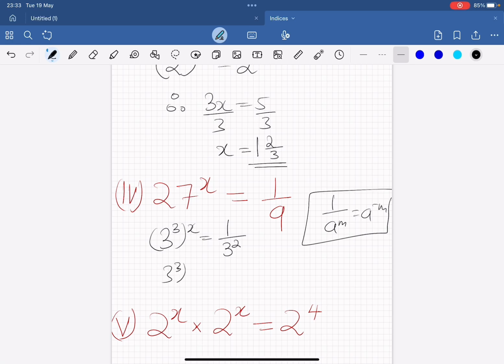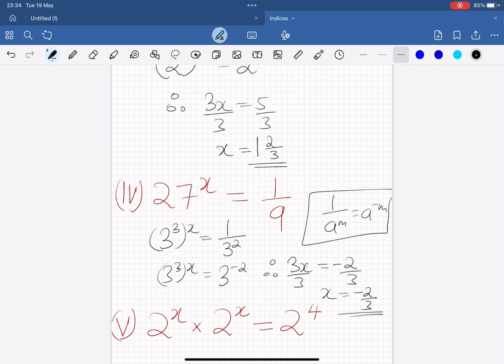This means that 1 over 3 squared is the same as 3 to the power negative 2, which means that now, since the bases are the same, I could say that 3x is equal to negative 2. Hence, divide by 3 both sides. And then our x is negative 2 over 3.